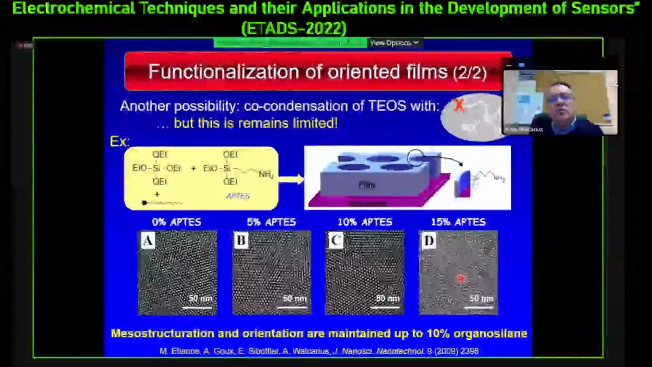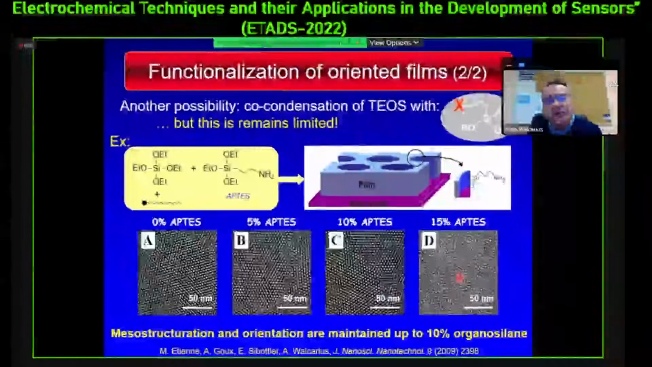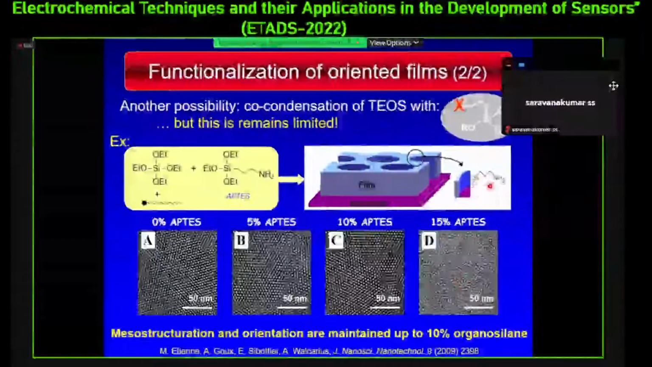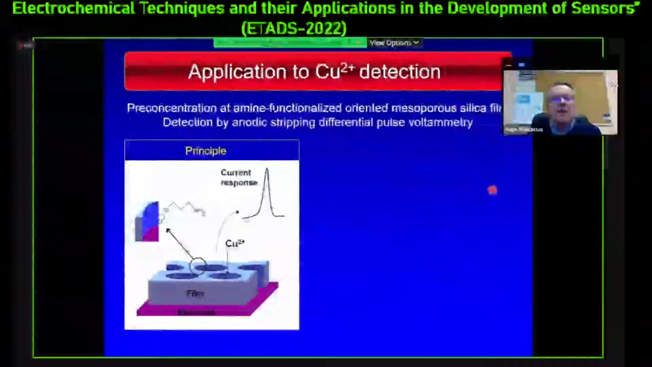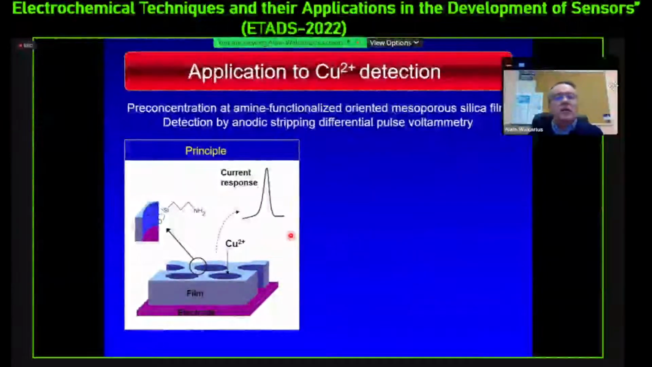Anyway, we can try to apply these amine-functionalized films for electroanalytical purposes. And one example is the pre-concentration of copper ions, which are likely to be chelated by the amino ligands.